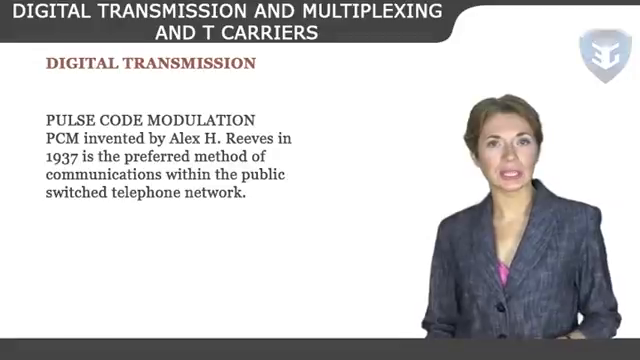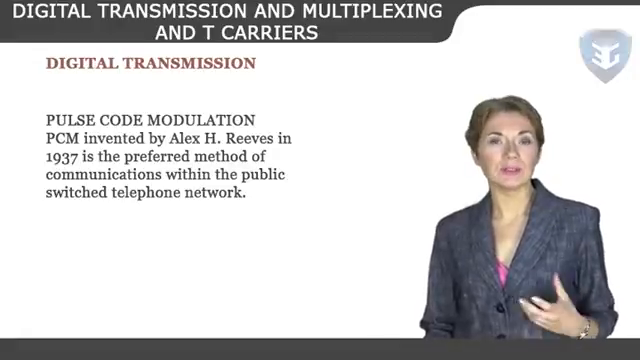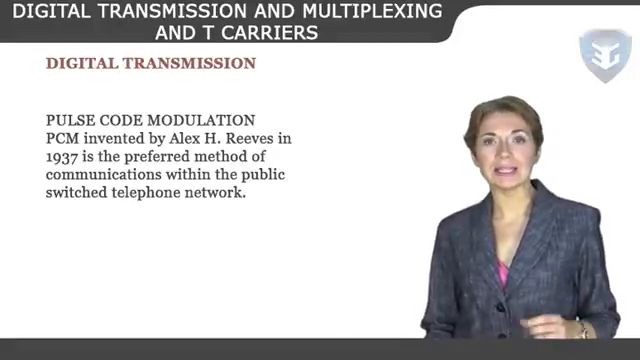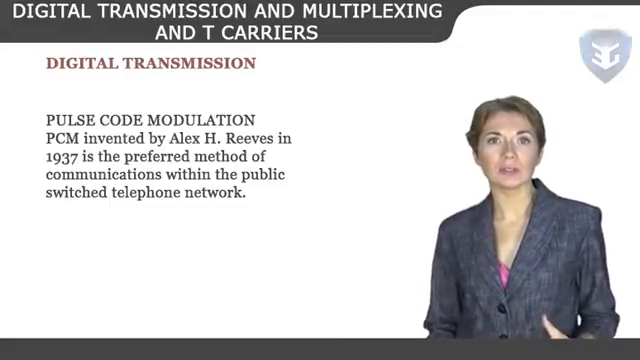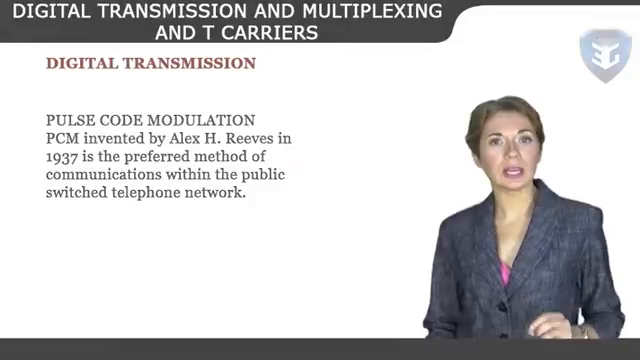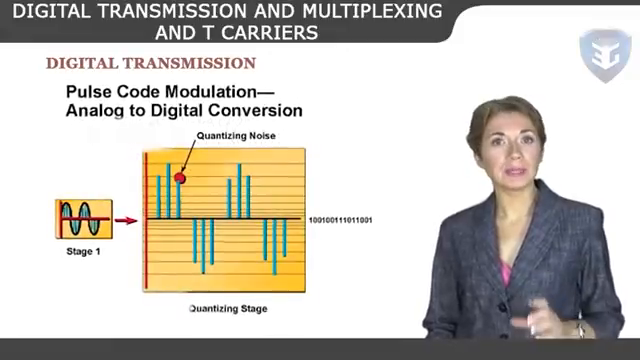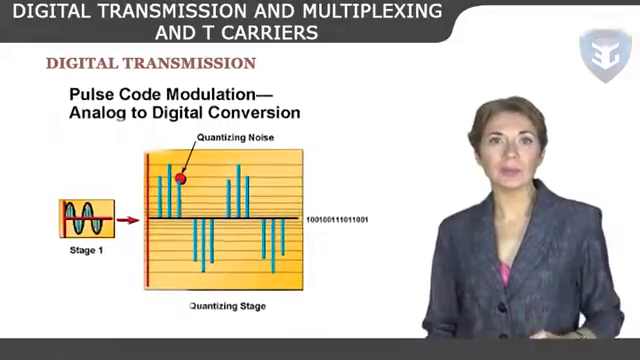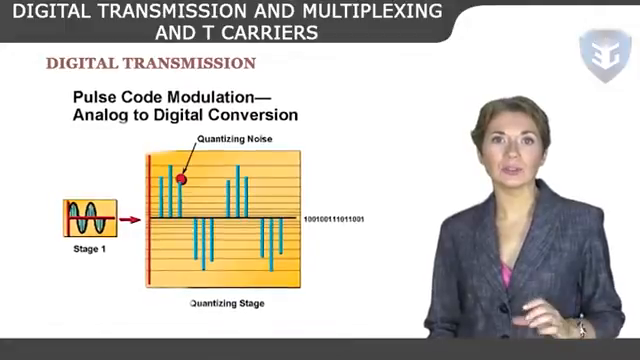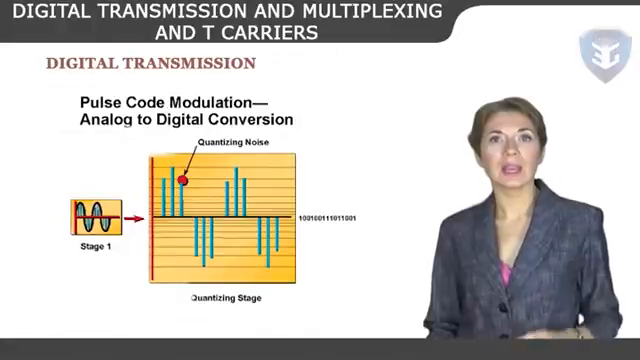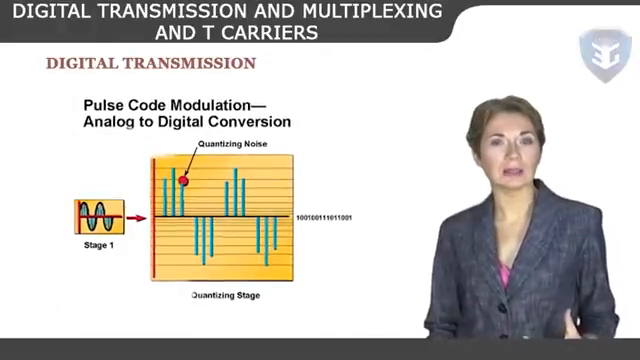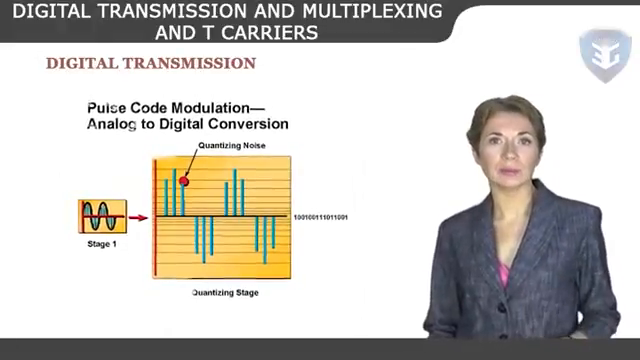Pulse code modulation. PCM was invented by Alex H. Reeves in 1937 and is the preferred method of communications within the public switched telephone network because with PCM, it's easy to combine digitized voice and digital data into a single high-speed digital signal and propagate it over either metallic or optical fiber cables.